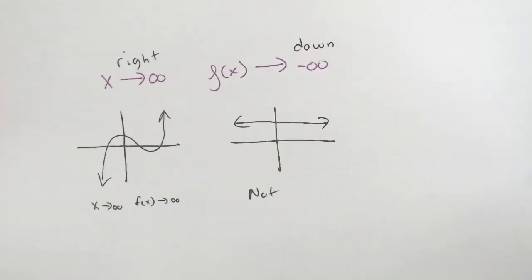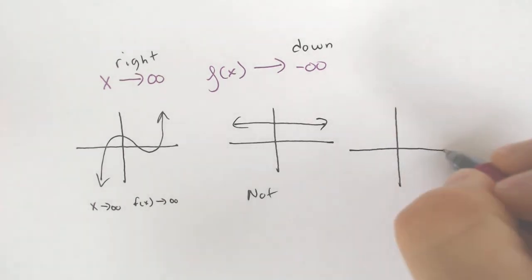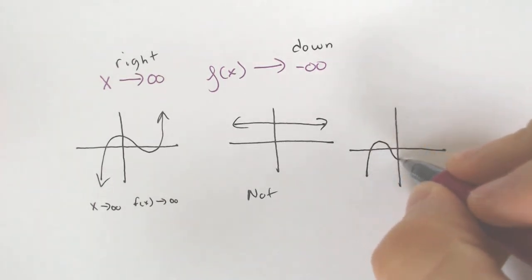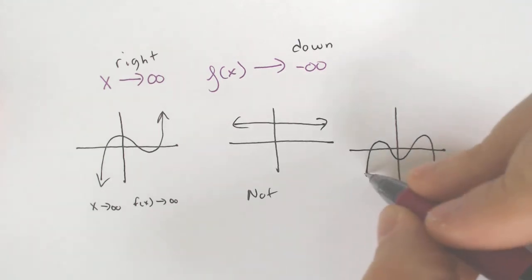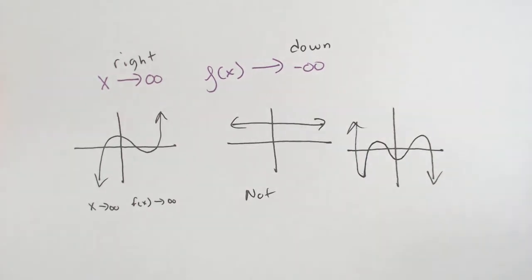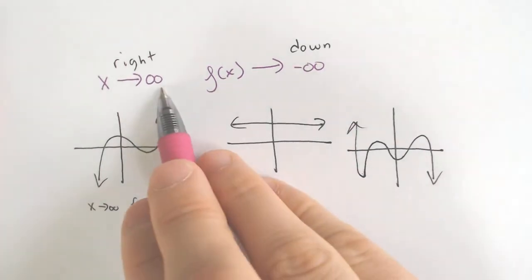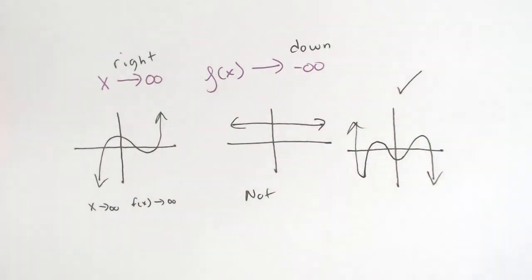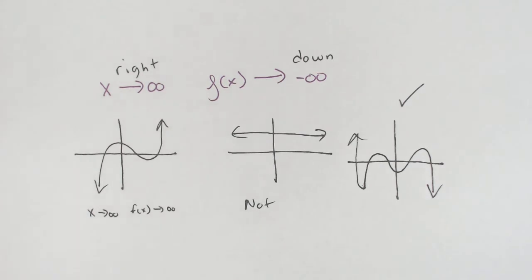Nope. And this one is going to be our winner. And I'm even going to curve it up because why not? On the right side of the graph I am going down, this would be our correct winner for end behavior.